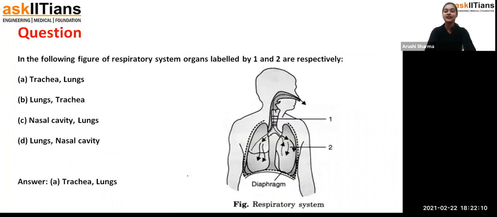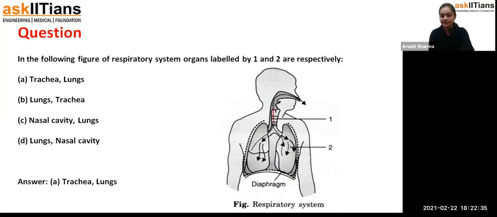Now, coming to the question. The question, you can see here, is kind of interesting: in the following figure of the respiratory system, the organs labeled one and two are, respectively, what? This is one and this is two, and we have to tell what these two organs of the respiratory system are. We have already discussed the respiratory system, so I hope we are now able to answer this question exactly.